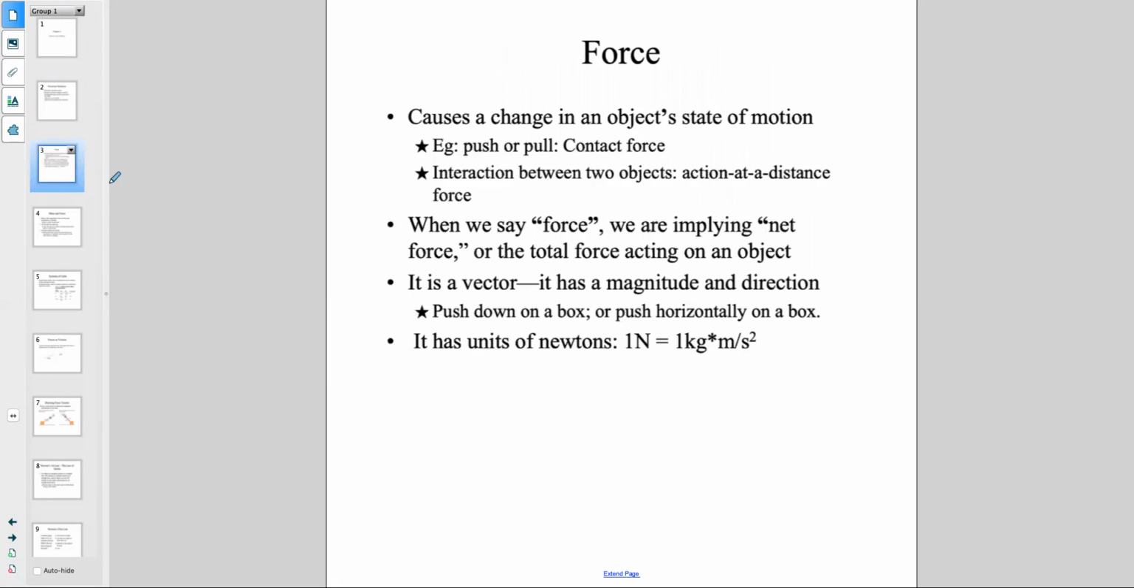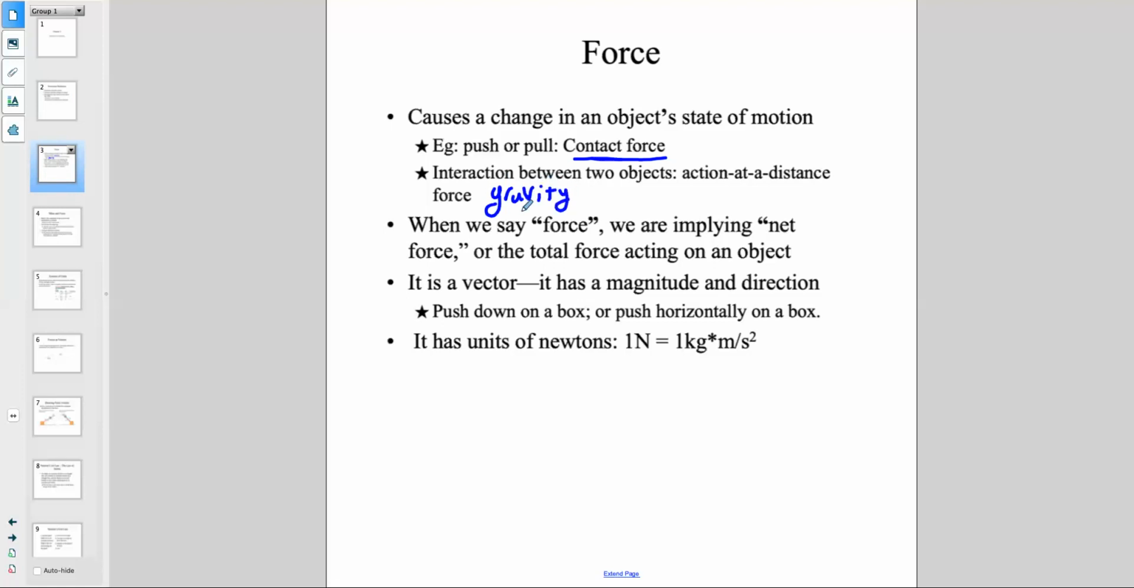Force. Force causes a change in an object's state of motion. For example, push or pull, which are different types of contact forces. Then we have interactions between two objects. It could be an action-at-a-distance force, for example, gravity. So gravity is an example of that, okay?